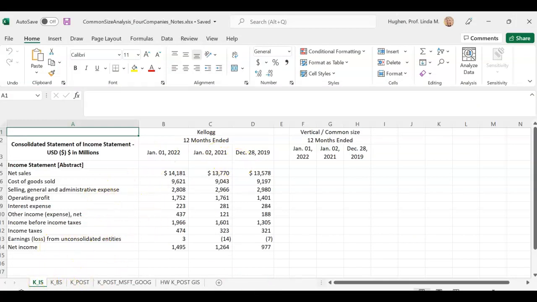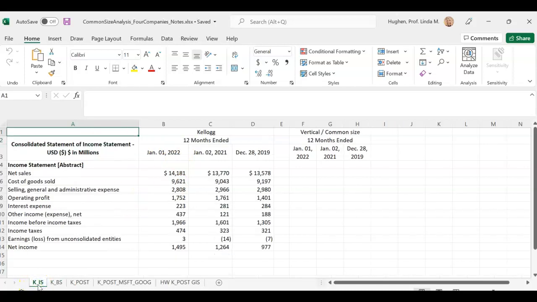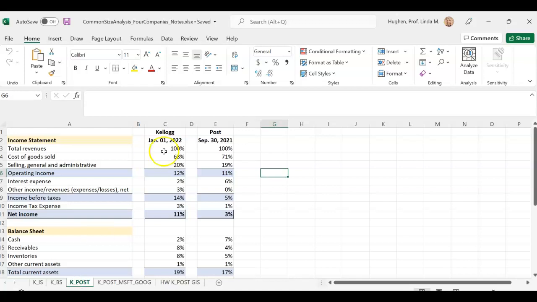And so, yeah, I need to update that PowerPoint. We start with Kellogg's income statement and Kellogg's balance sheet. We have the data just from the most recent financial statement. And then we're going to end up comparing Kellogg's data to Post for the most recent periods for each of these. These are 2 companies within the same industry, very similar business models, so we can really see the differences.